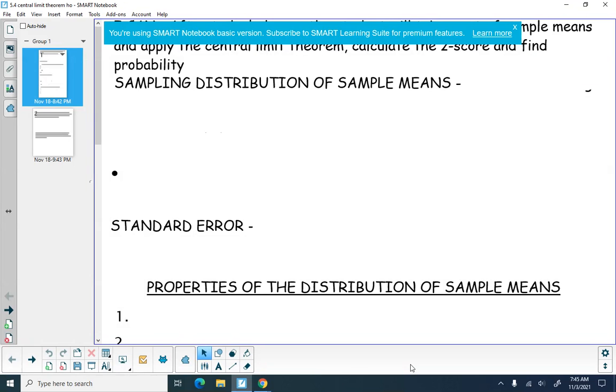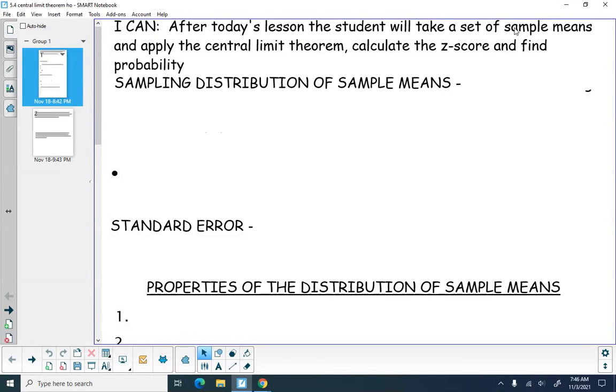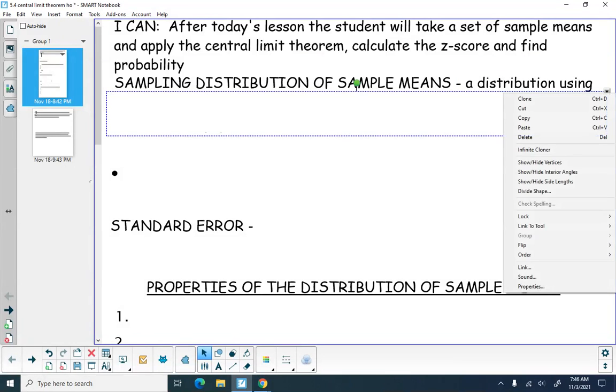In essence, what we are doing with the central limit theorem is we'll just have a different way of calculating a z-value. This is going to be a sampling distribution of sampling means.